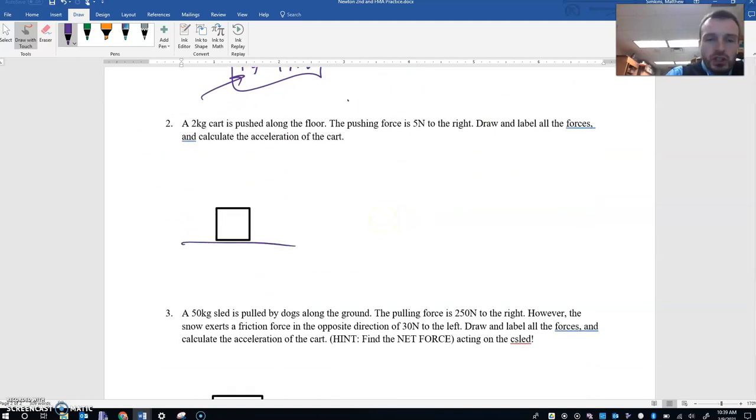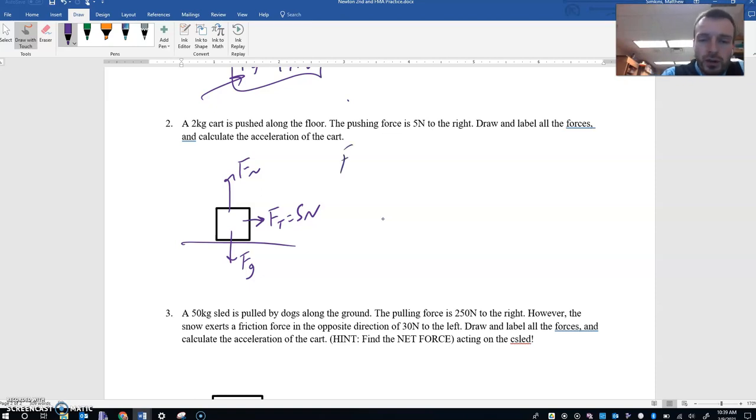A 2-kilogram cart is pushed along the floor. So we got Fg and Fn. Draw our forces and label them. The pushing force is 5 newtons to the right, so we'll call that FT if you want. Sometimes we call it FA. I should have put that as an option up there for the applied force, if it's like a generic applied force. But it says draw all the labeled forces and calculate the acceleration of the cart.